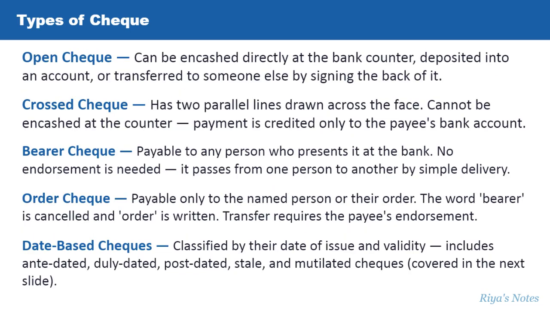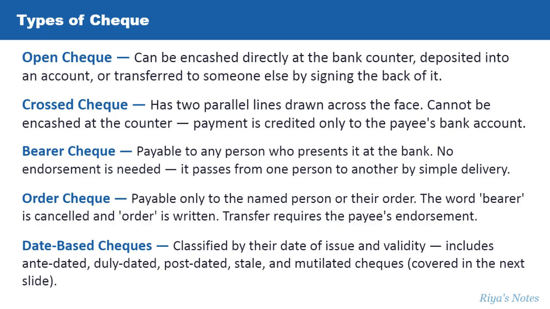Types of check. Open check can be encashed directly at the bank counter, deposited into an account, or transferred to someone else by signing the back of it. Cross check has two parallel lines drawn across the face. Cannot be encashed at the counter. Payment is credited only to the payee's bank account.